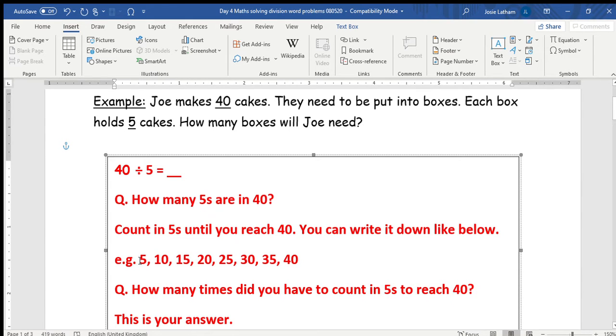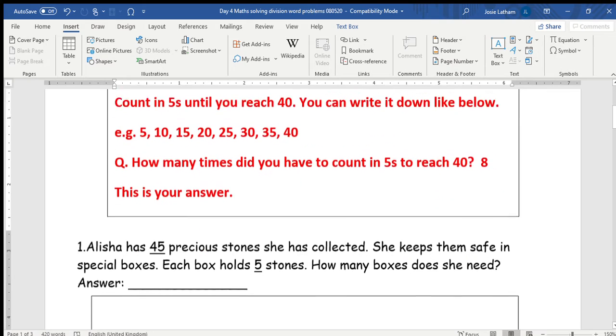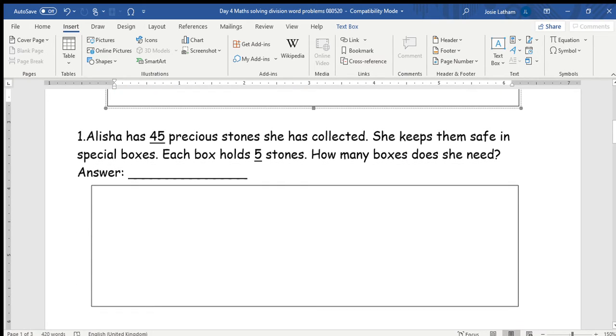Let's see, I counted 1, 2, 3, 4, 5, 6, 7, 8. I counted 8 groups of 5 to reach 40. So I know that there are 8 5s in 40. So 40 divided by 5 equals 8. So that's my answer. I can write that up here. Let's move on to the next question.